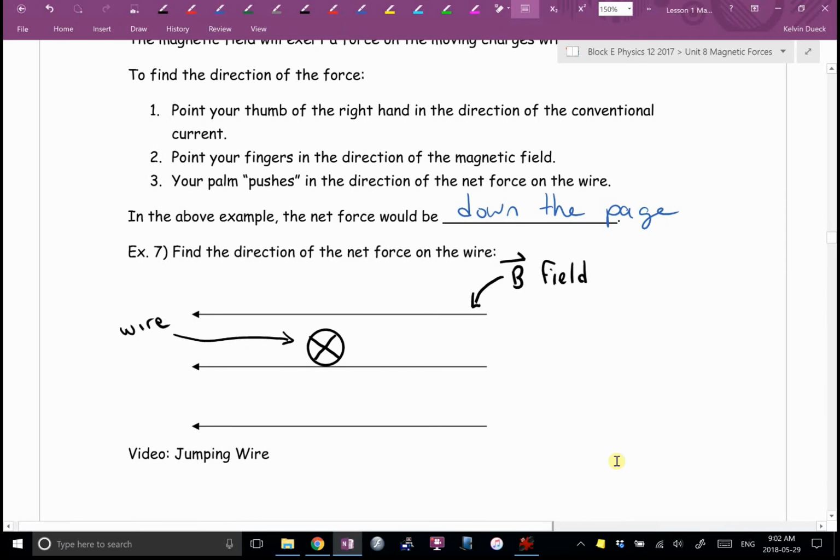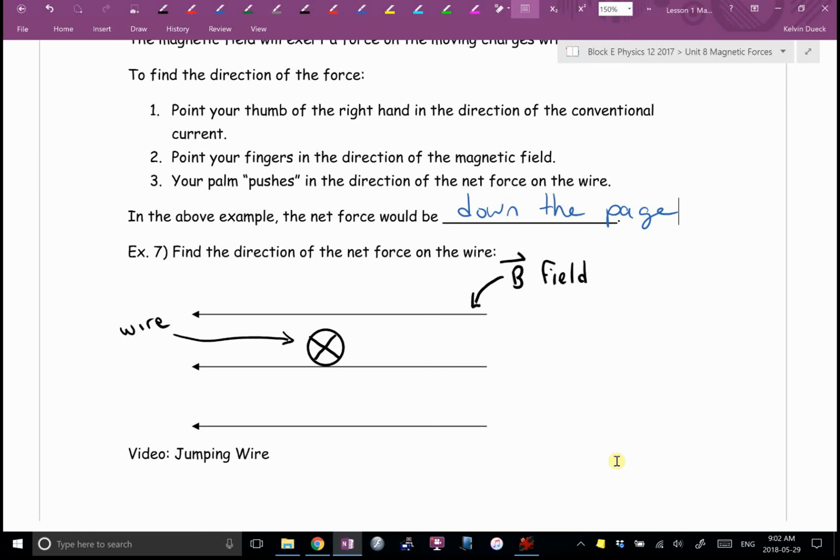Example 7. Here's one. Let's decipher this diagram. See the wire? Which way is the current flowing? What does that X mean? Okay, so you're going to do this one on your own piece of paper. Right now, all of you are pointing your right thumbs into your piece of paper. Put your pencil down.